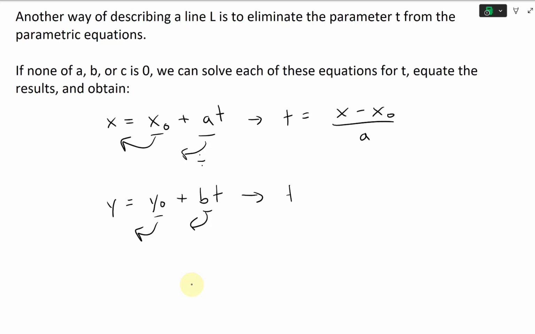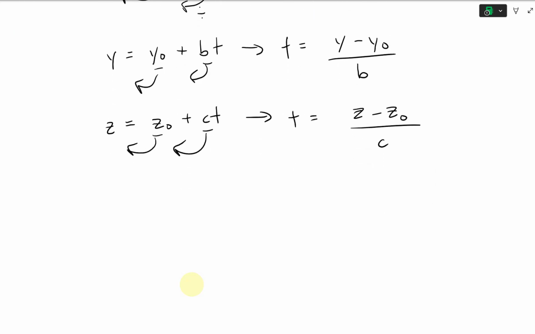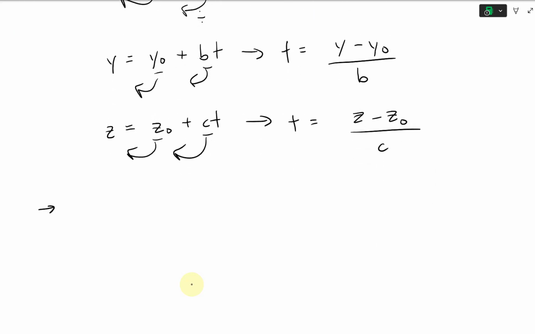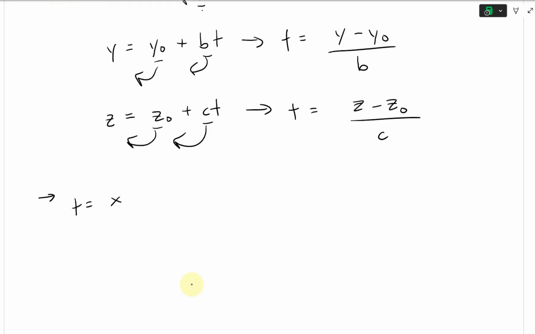We get t equals y minus y naught over b. And the last one, z is equal to z naught plus ct. Rearrange this, move this over, and t is equal to z minus z naught over c. Then we put these all together and equate them. They're symmetric because they're all equal to t.